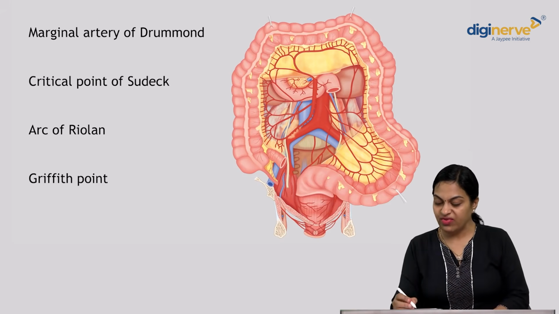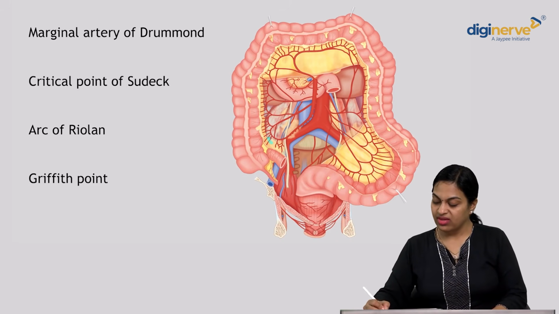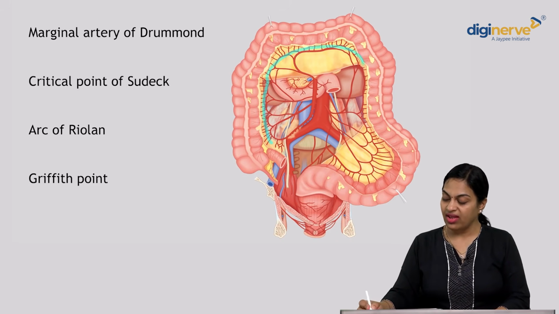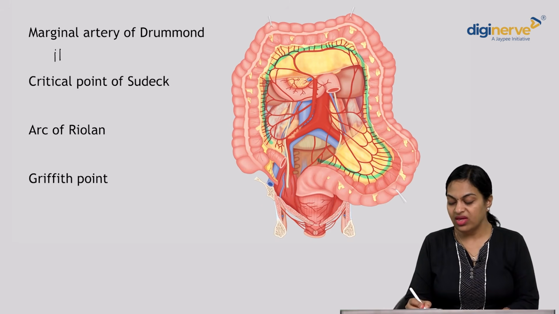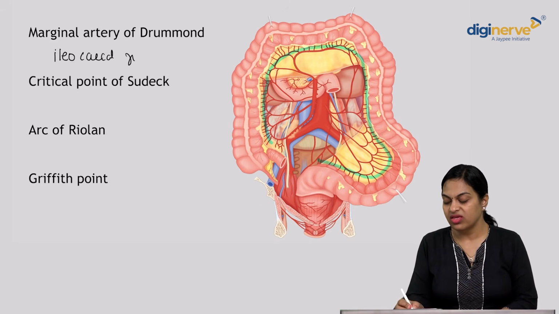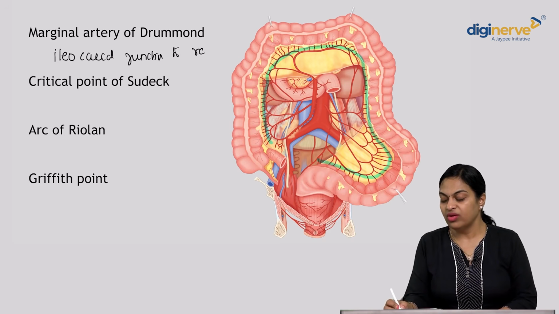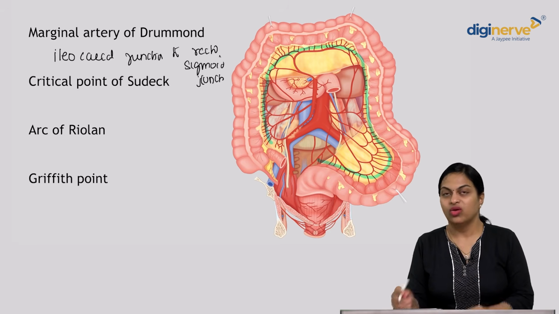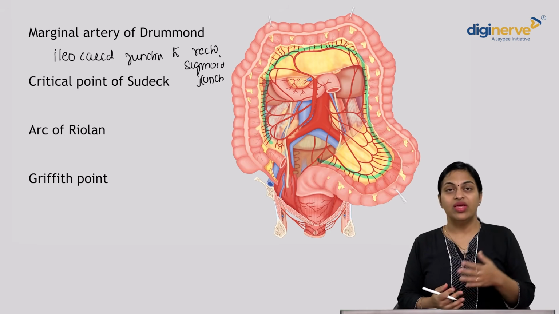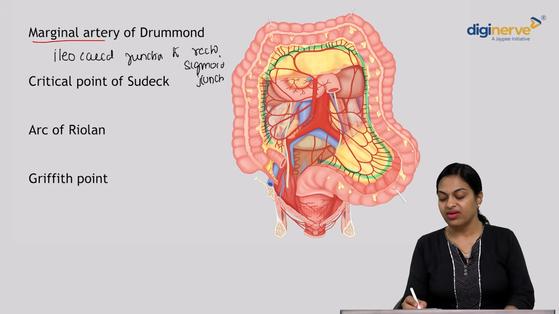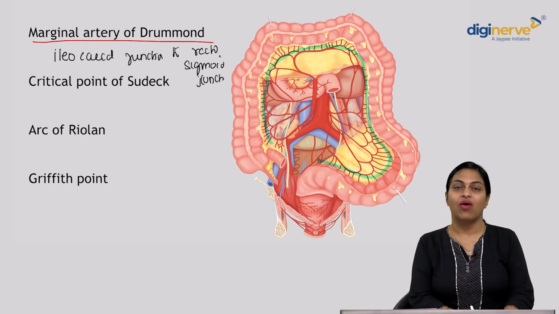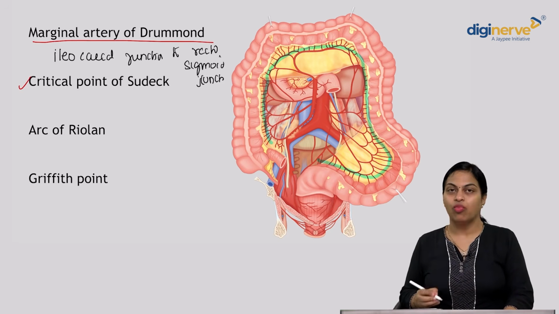Now let us look into some interesting features in the blood supply of these arteries. As we see here, this arterial arcade extends all the way from the ileocecal junction to the recto-sigmoid junction to supply the colon. Between the colic branches of the superior mesenteric artery and the inferior mesenteric artery, it is called the marginal artery of Drummond.